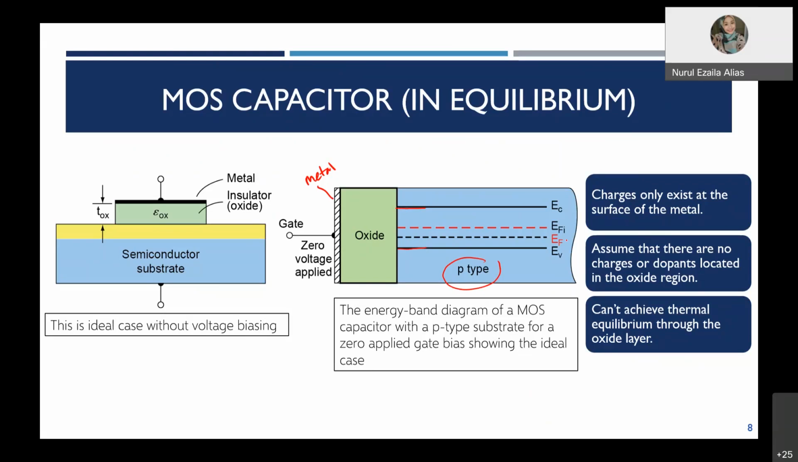The Fermi level is near the valence band, and this is the energy band diagram for a p-type MOSFET. So you still have the same conduction band, valence band, and Fermi level. Of course, it is connected to the oxide, and this is the metal. When a voltage is applied, we expect there will be bending, whether upward or downward, depending on what voltage we apply to the MOSFET.